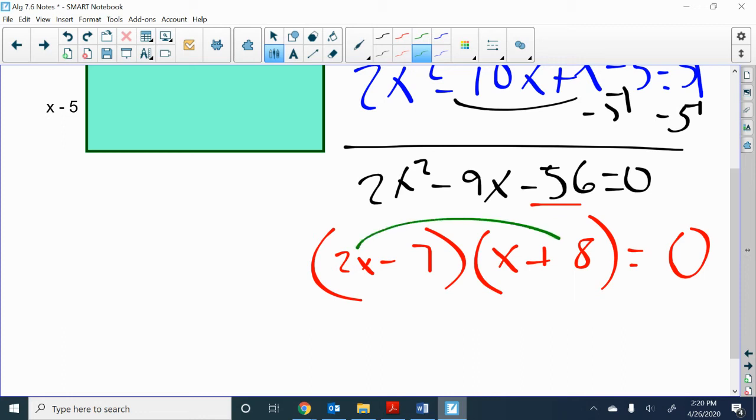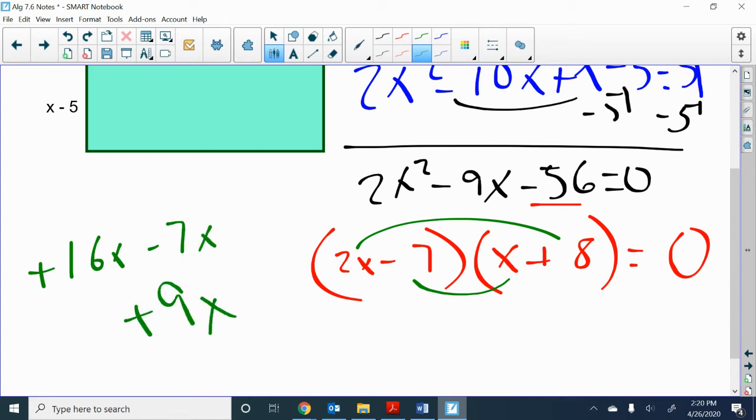My outer is plus 16x. My inner is minus 7x. Plus 16x minus 7x is plus 9x. Oh, so close. We want minus 9x. Hey, that's actually good news.